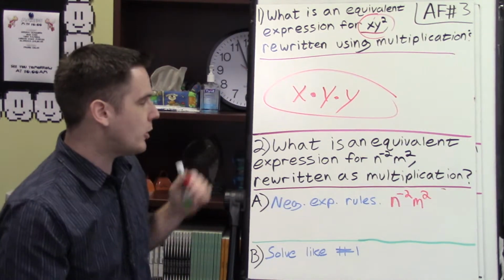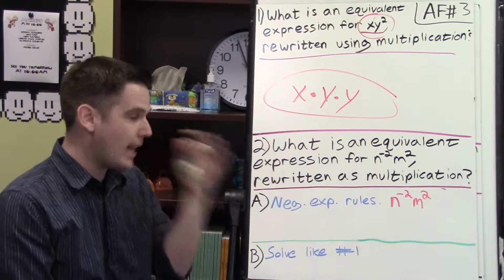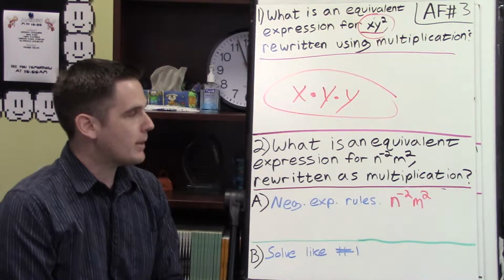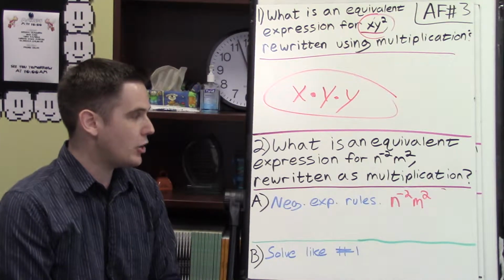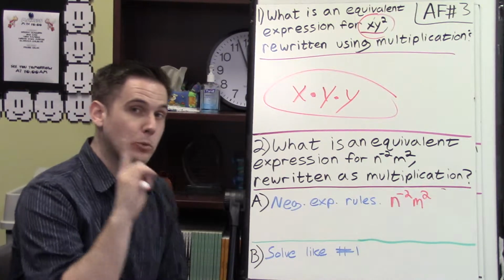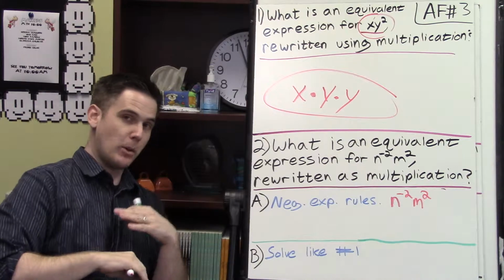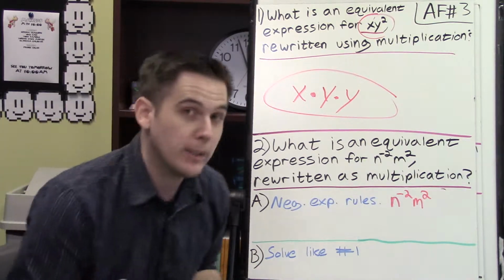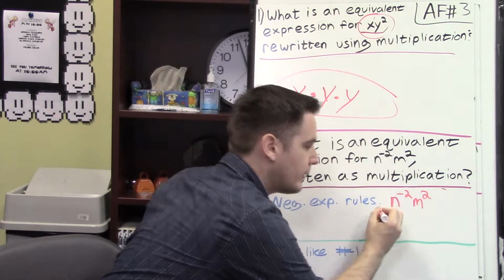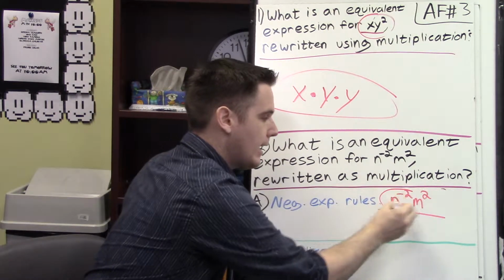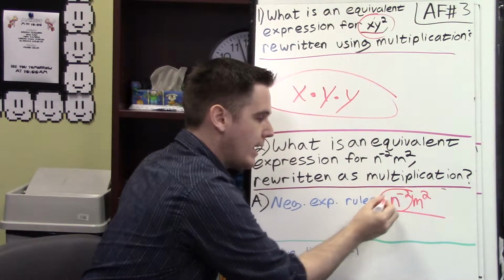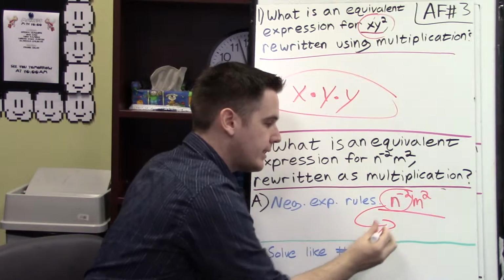Number 2, what is an equivalent expression for n to the negative second power times m to the second power rewritten as multiplication? Same thing, except remember, take it back a few weeks. No negative exponents. Not allowed. What do we do with them? Remember, they go to the bottom. So if it's not a fraction, make it a fraction. Any base with a negative exponent is going to flip to the other side.